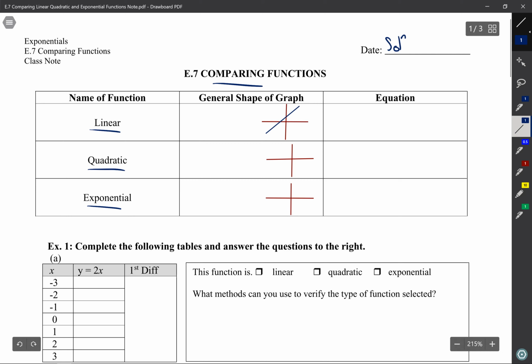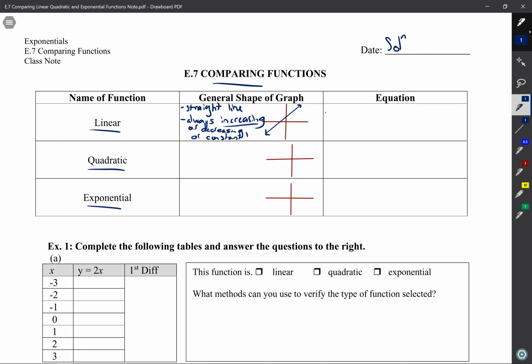Either way, the way that we can tell that it's a linear function, or that it's a straight line, is it's always increasing or decreasing, but not both, or constant. And the equation of our straight line, right from grade 9, was y equals mx plus b.